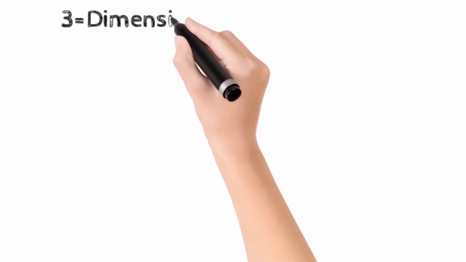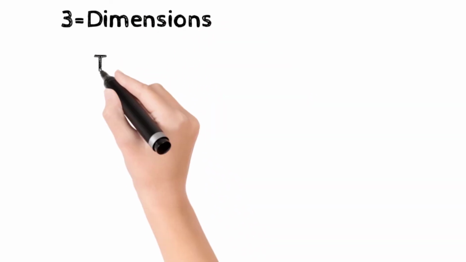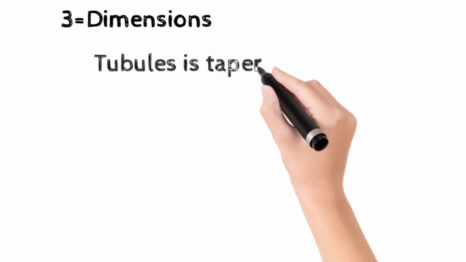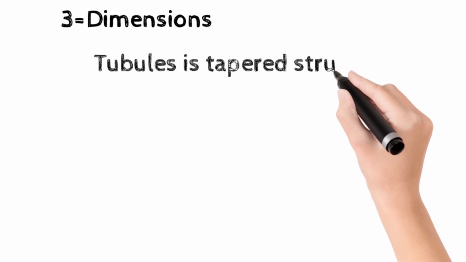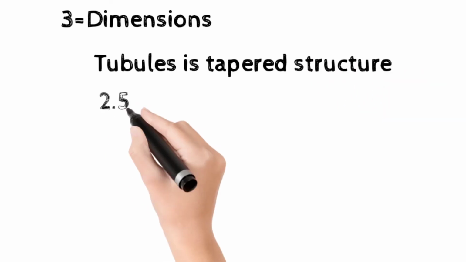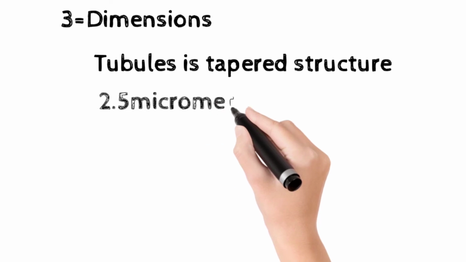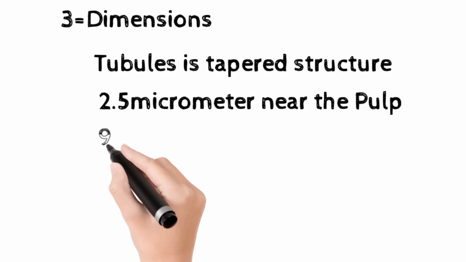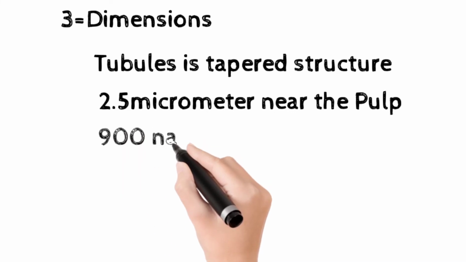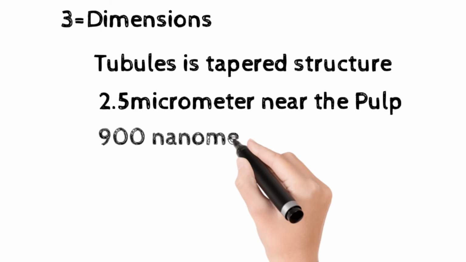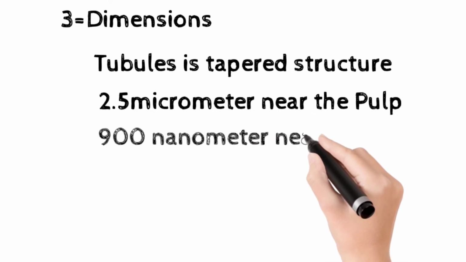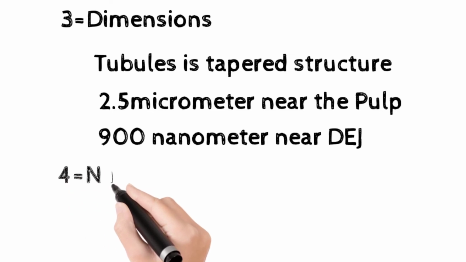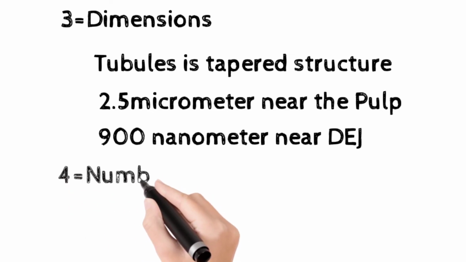Now come to the dimensions of dentinal tubules. Now tubule is a tapered structure, mean they continuously narrow from broad to narrow. When they move, they continuously become narrow. And near the pulp, the dimension is 2.5 micrometer, and near the dentin, the dimension of dentinal tubule is 900 nanometer.